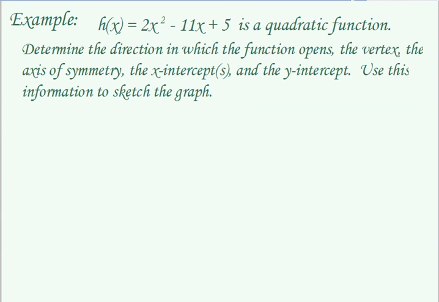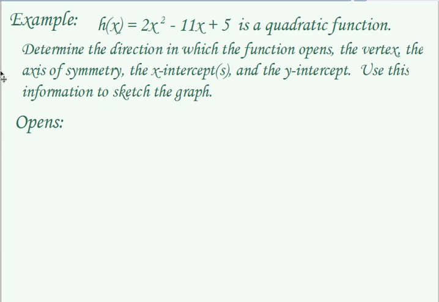So now we're going to continue finding these types of values, only now we're going to include the X-intercepts. That's really the only thing that's going to be new this unit. We're going to do a couple of other small things, but X-intercepts are the main new idea. So this example is asking us to determine the direction which the function opens, right? Does it open up or down? It wants us to find the vertex, the axis of symmetry, the X-intercepts, and the Y-intercept. And then we're going to use this information to help us sketch our graph.